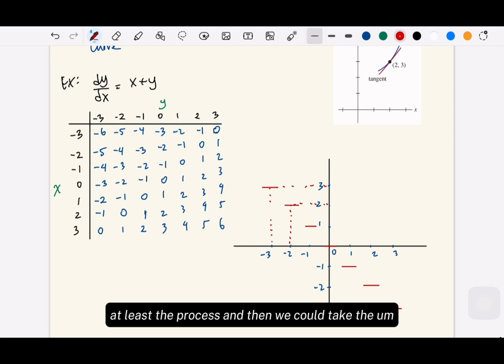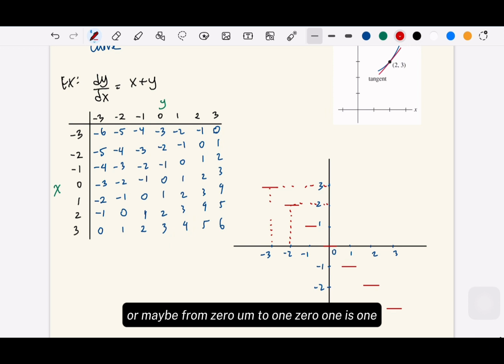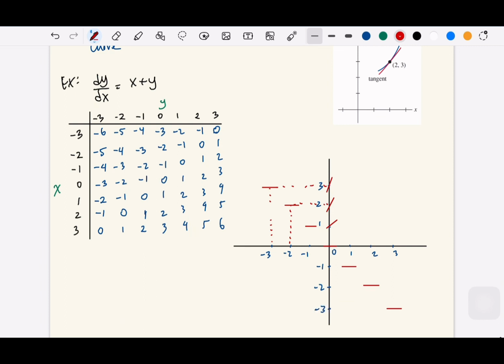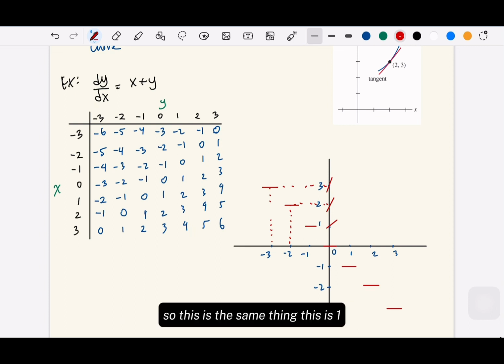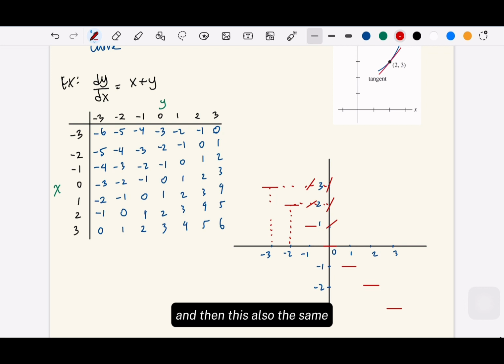Okay, and then we could try from 0, -3, or maybe from 0 to 1. 0, 1 is 1, so maybe a little bit there for 1, and then 2 is maybe twice more, like that, and then 3 is maybe getting increase and increase. So this is the same thing. This is 1, this is 2, I mean the slope equals 2, right? And then this is also the same.